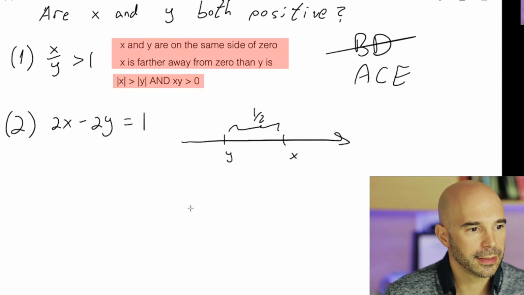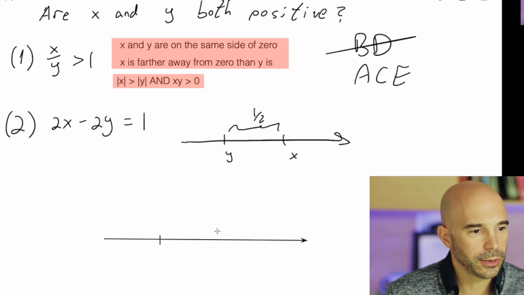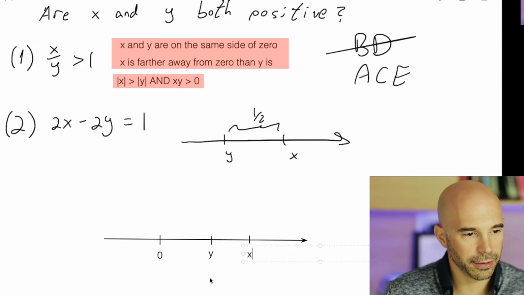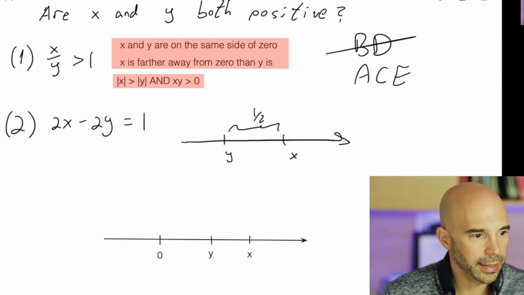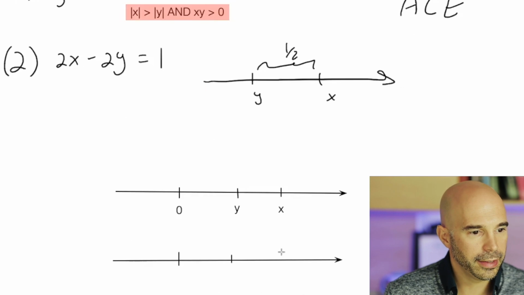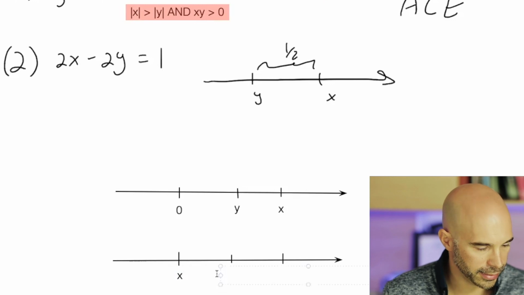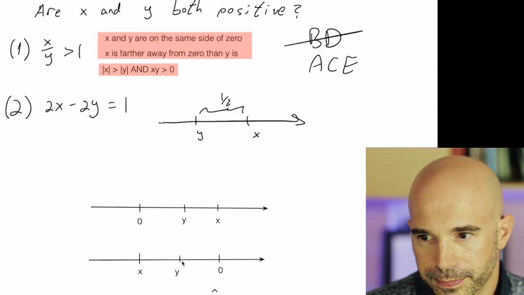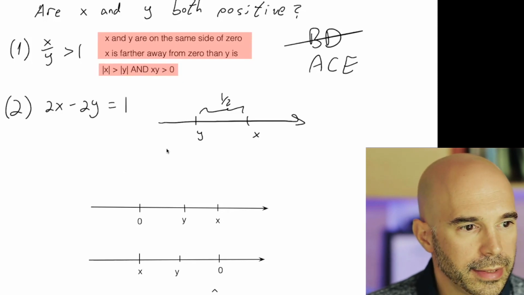Let's draw some number lines. Statement 1 says they're both on the same side of 0, and x is farther away from 0 than y is. So if they're both positive, then I know that the relative order looks like this, because I know that x has to be farther away from 0 than y is. And if it's the other way around, if they're both negative, still x has to be farther away from 0 than y is. So these are the two visualizations that statement 1 allows for. And that's why statement 1 is not sufficient on its own, and we can go ahead and eliminate A.